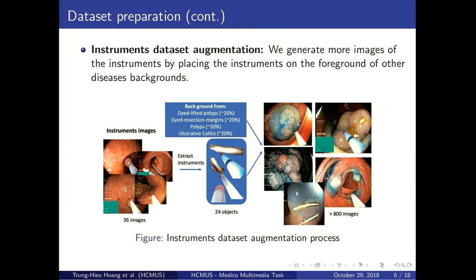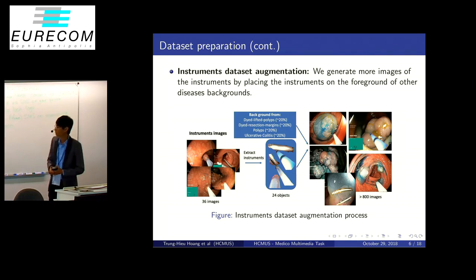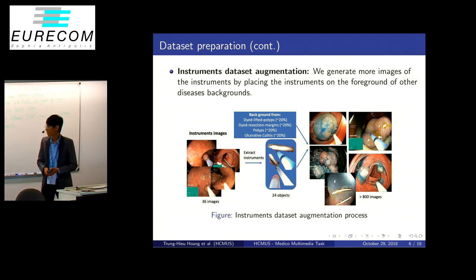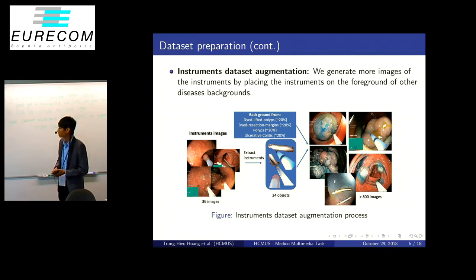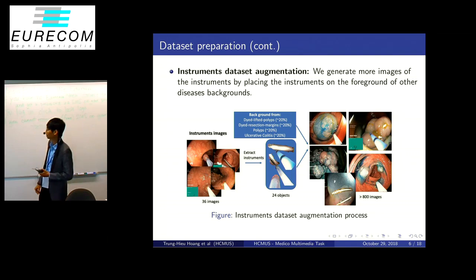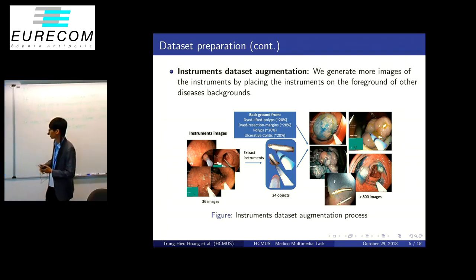And we also see that there's a very small number of images in the instrument class, only 36 images. So in order to maintain the balancing between the classes and to improve the diversity of the instrument images, we manually extract the instrument objects from the original image, and then we place these objects on different backgrounds. The backgrounds are taken from the dye-lifted polyps, the resection machine, the polyps, and ulcerative colitis, and these are the augmented images for the instrument dataset.